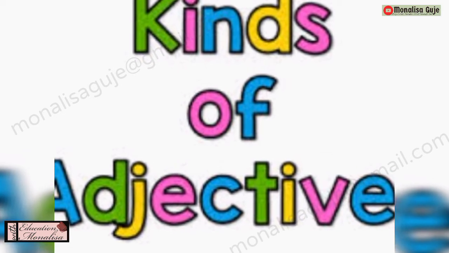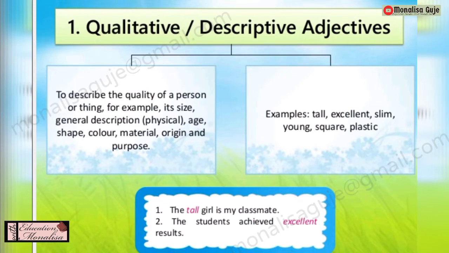Now we are going to move to the kinds of adjectives. There are many types of adjectives, but today we are going to learn the three main types. Okay? Three types of adjectives. The first one is qualitative or descriptive adjective. The name itself will help you to know what a qualitative adjective is. The word which tells you about the quality of something is called a qualitative adjective. The definition is to describe the quality of a person or thing. For example, its size, general description like physical, age, shape, color, material, origin or purpose.